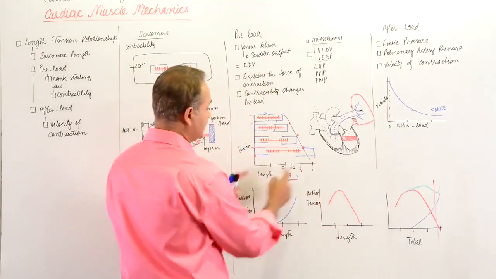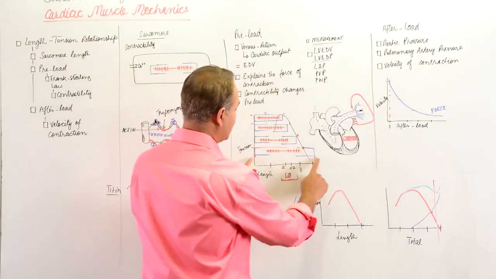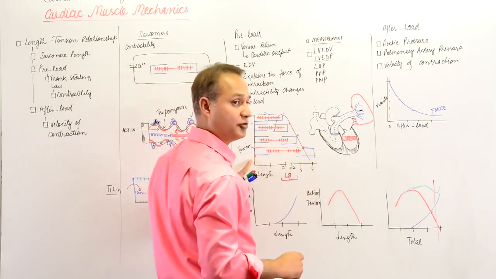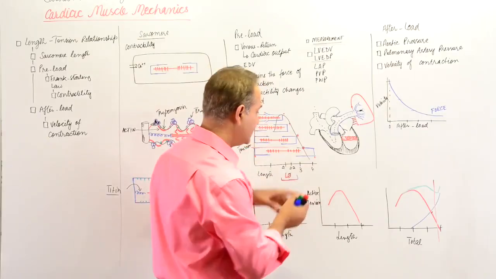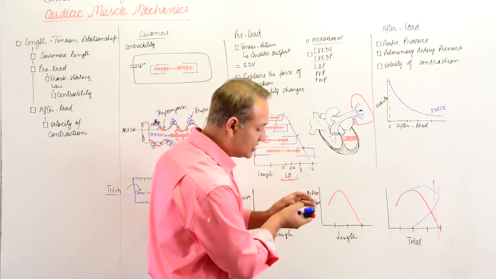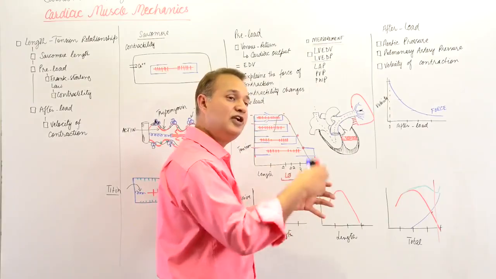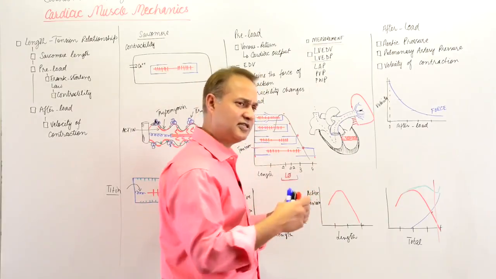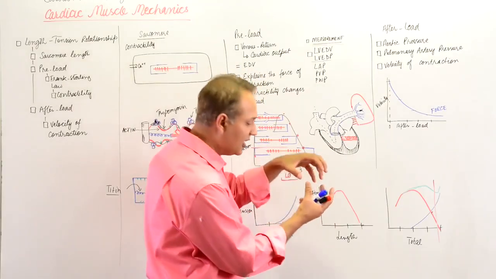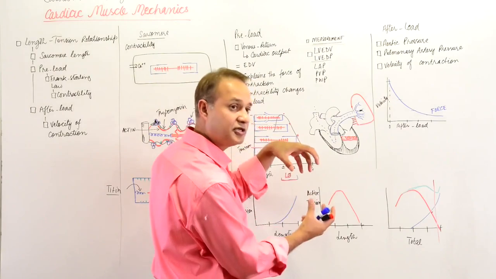What happens is, let's say this is a sarcomere. This sarcomere here is a length of 4 micrometers. What does that mean? This is the longest sarcomere that you can see. So the ventricle has been filled so much. The person is doing rigorous exercise. There's a lot of blood that is coming back in, and the ventricle is really stretched.